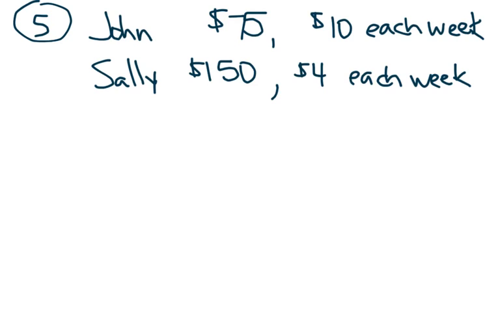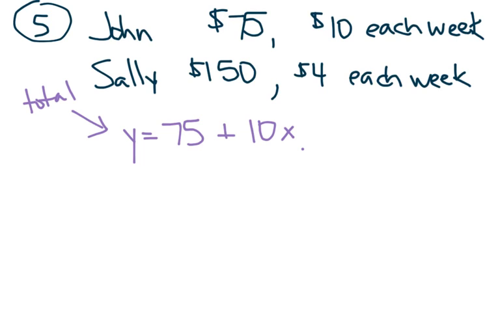So John's going to start with $75, and he's going to add to that $10 a week. Maybe we'll call it X. Well, that's what our total is going to be. So Y is going to represent our total amount of money. X is going to be the number of weeks. And knowing what the variables represent is extremely important.